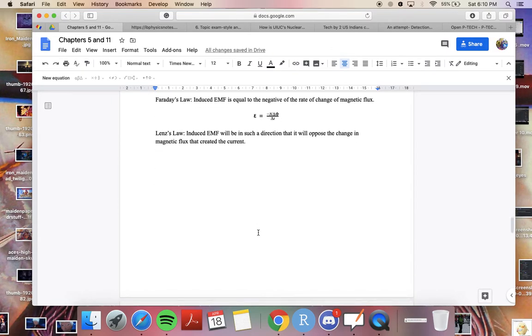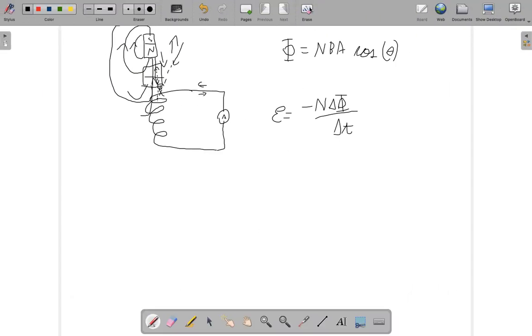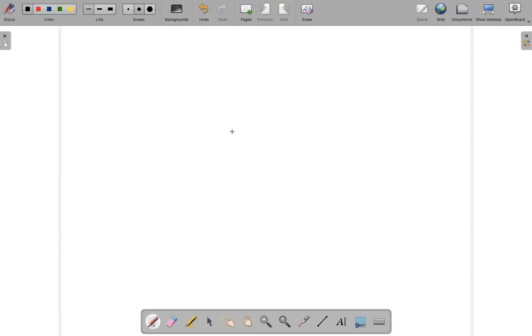And last, we have Lenz's law. Lenz's law states that the induced EMF will be in such a direction that it will oppose the change in magnetic flux that created the current. So let's look at this in a simpler way. Let's say we have a loop over here, a conductor that's in a loop, and let's say we have a magnet that's falling down. It's a demonstration that we see quite often.